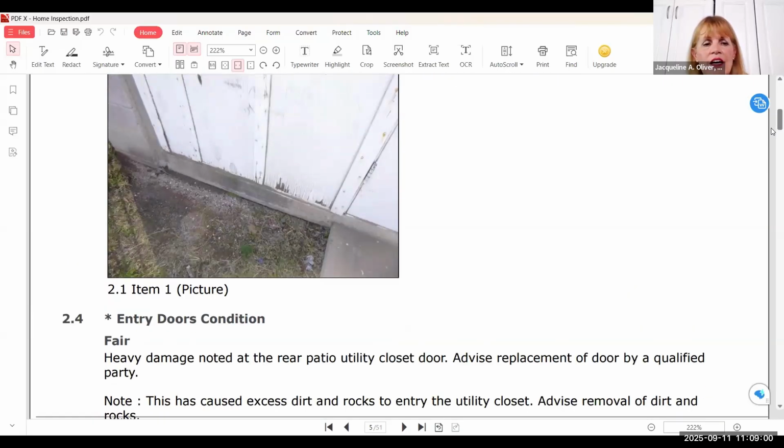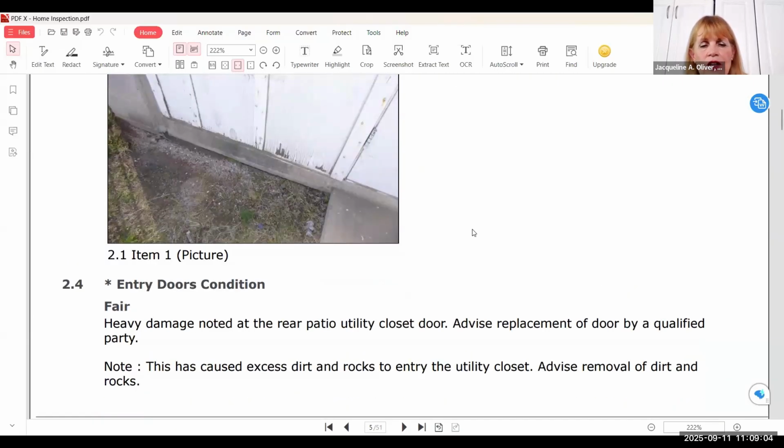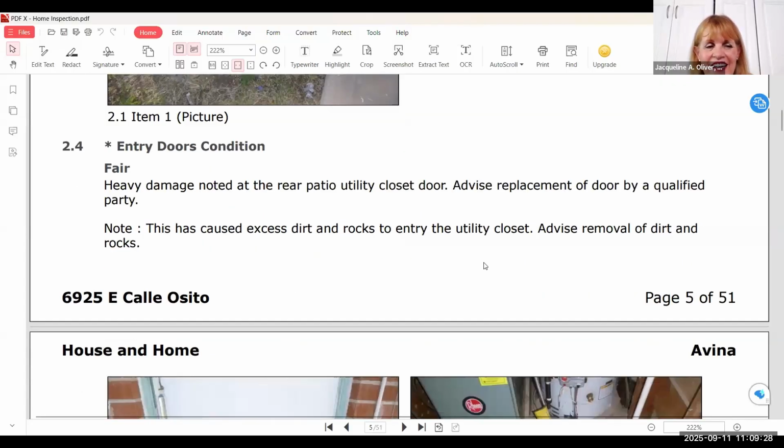Here's, okay, entry doors condition, heavily damaged at the rear patio, utility closet door, advise replacement of door by a qualified party, excess dirt. Why am I showing you this report? This report is terrible. That's exactly why I'm showing it to you, because you need to see what a bad report looks like and know what to ask.